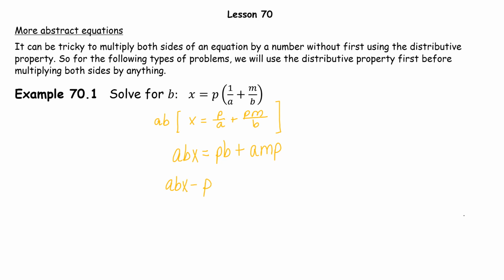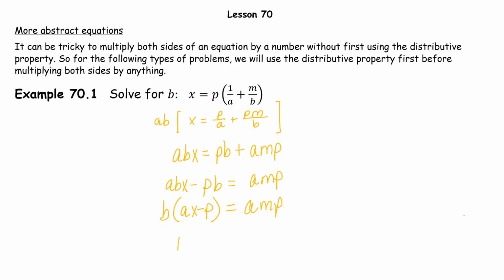abx minus pb is equal to amp, because we want our answer to have b on one side and everything else on the other side, and we don't want any b's on the right side. We just want it to be b equals something, and that something better not have any b's in it. All right, so we've got everything with a b in it on the left side of the equation, everything else on the right side, and now we just factor out the b on the left side. So we'll have b times ax minus p.